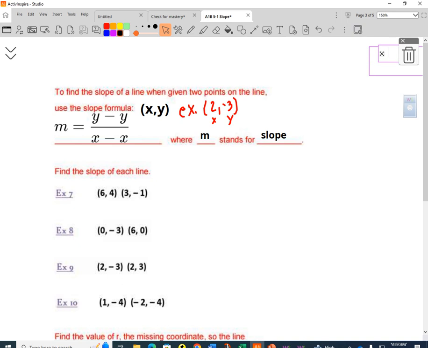So now we're going to do a couple examples. We're going to do 2 examples. We're not going to do all of the examples on here. We're going to do 2 examples on your notes, and then we're going to do 1 of your homework problems so you have less homework. Okay?